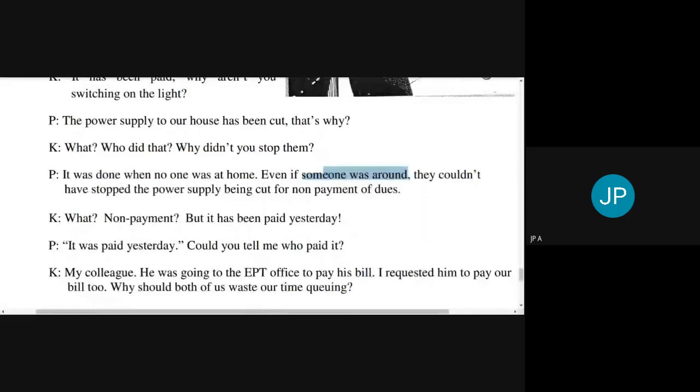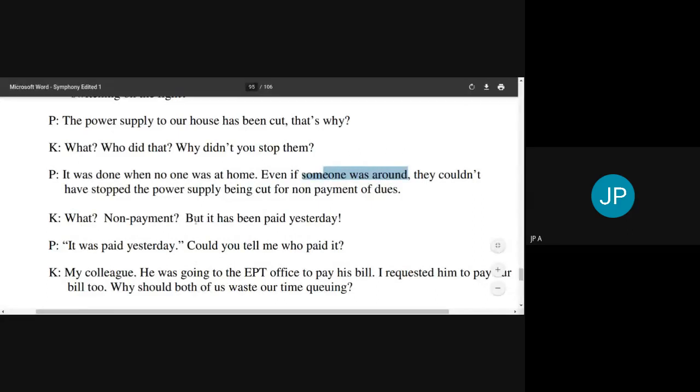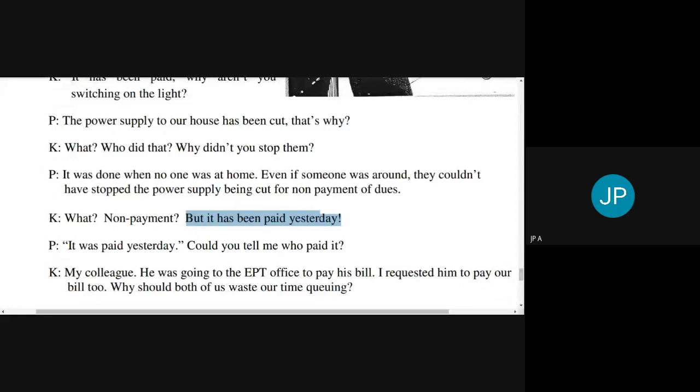So we come to the first error that Kannan makes here. He says that it has been paid yesterday. So this is the first error that he makes, and Priya immediately corrects him. She says it was paid yesterday. What is the difference? What is the error? What kind of error?